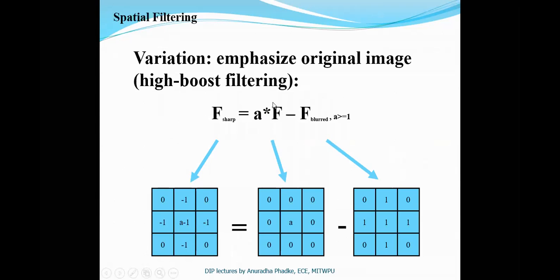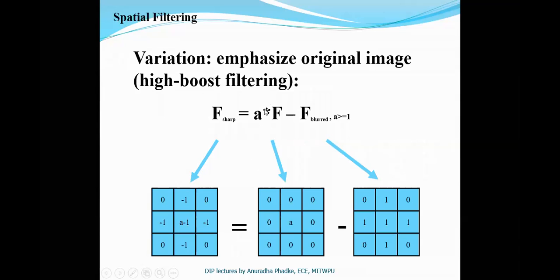We can multiply the original image by A, and then we subtract the blurred version of the original image from this scaled image to get the sharpened image. Effectively it is giving us a sharpened image because we are scaling the original image, and then we are subtracting the blurred version from the image. So this scaling has the effect of boosting the background. Okay, so that's why it is known as high boost filtering.